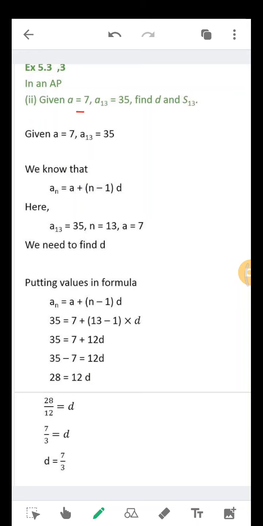Next question, a is given, a13 is given. We have to find d and s13. So a and a13 are given. We need to find d first. So from a13 I can find the d value.